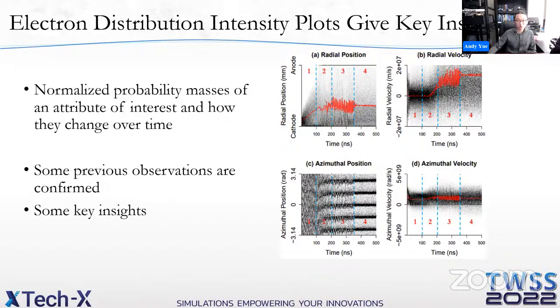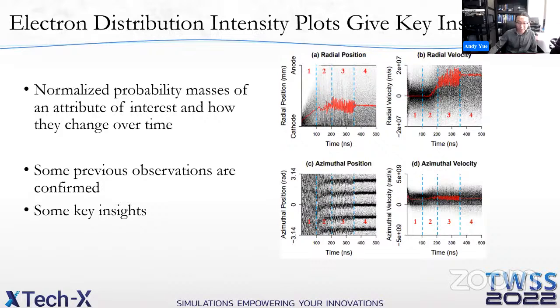So the first attribute of interest is the radial position, as shown in subplot A. This plot shows the position distribution of the electron population in the radial direction. Darker color denotes higher probability in this case. For example, in the beginning of the simulation in region 1, we can see that areas near the cathode are very dark, and areas near the anode are white. This means that it is very likely to find an electron near the cathode and nearly impossible to find an electron near the anode in the beginning of this simulation, which is what we expect. Also in region 1, we see the dark areas expanding towards the anode, which indicates the electron population is expanding in the radial direction. And the electron population reached the anode in region 2.